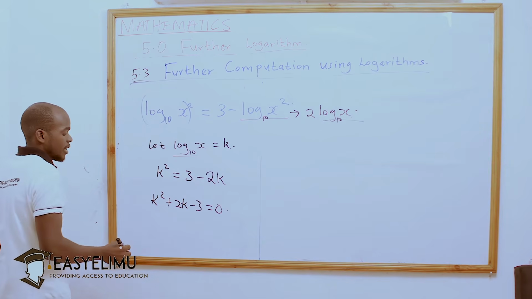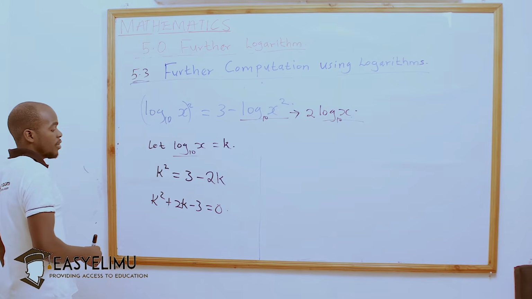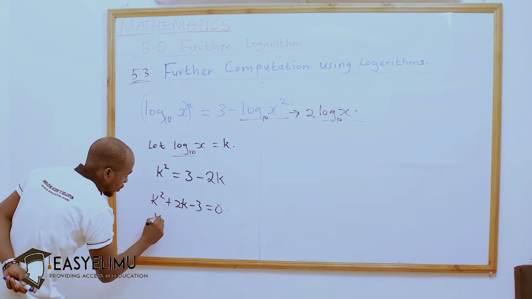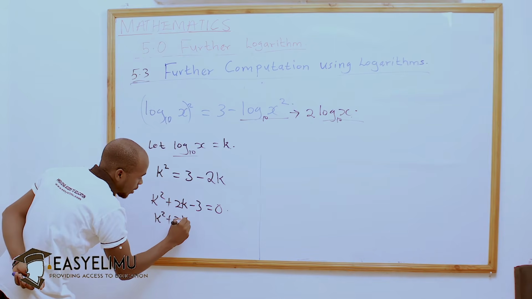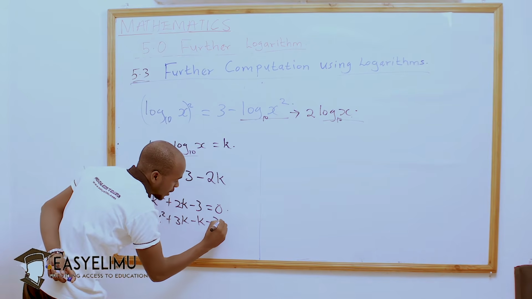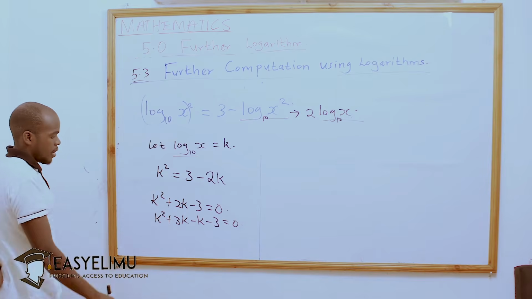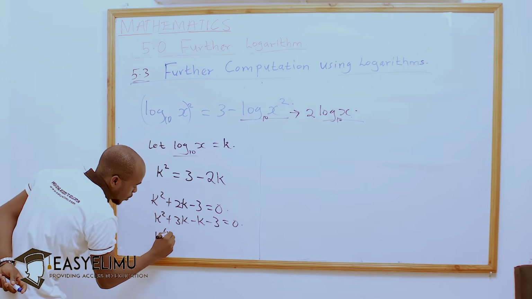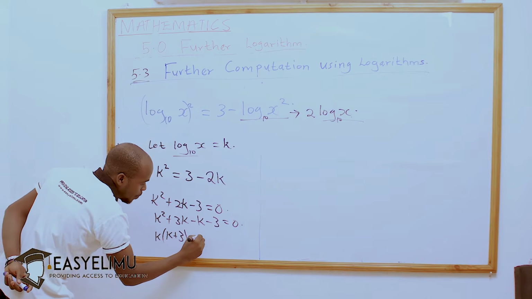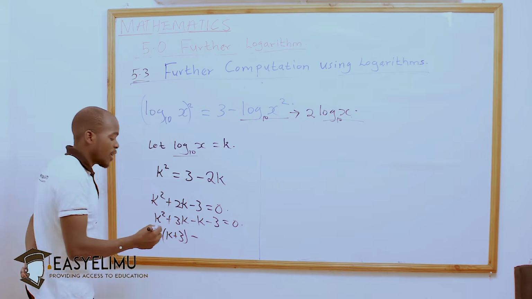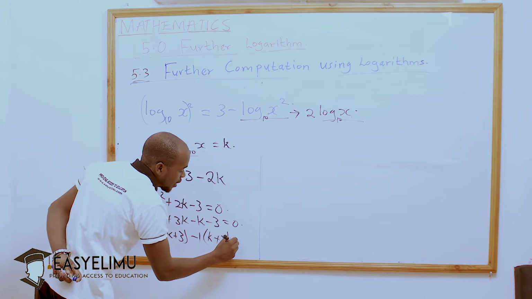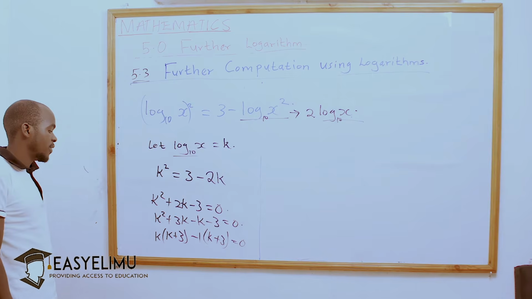We may make it k squared plus 2k minus 3 equals 0, such that if we use the factorization method, we are going to have k squared plus 3k minus k minus 3 equals 0. If we factor out k, the first two terms will give us k times k plus 3, minus, now factoring the next one, it will be minus 1 times k plus 3, and you are getting this to be 0.